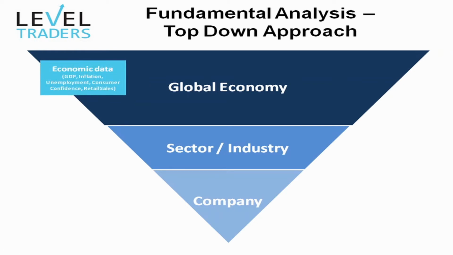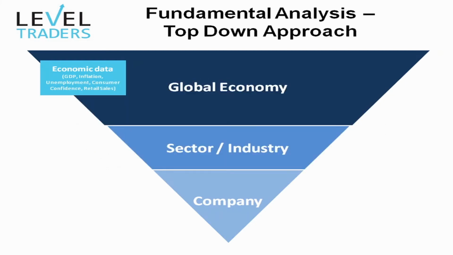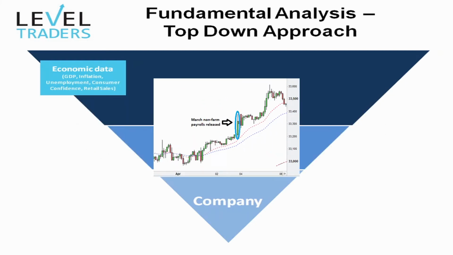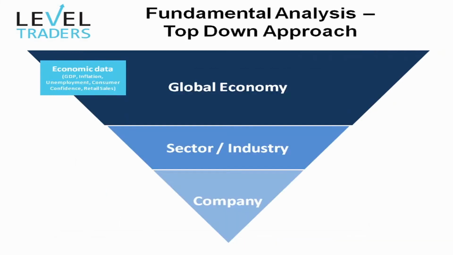So you would start looking at things like GDP, inflation, unemployment, consumer confidence, retail sales. One of the biggest reports that come out on a monthly basis is the US non-farm payrolls. So here's an example of the March headline number, and look what it did to the market when this got released. So you can see it's quite an important factor, the non-farm payrolls that come out each month, and it's something traders anticipate and await eagerly every month.